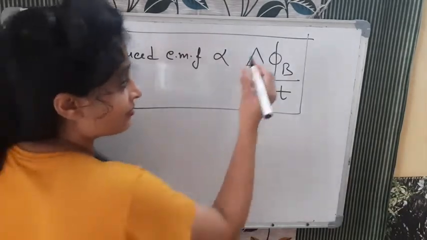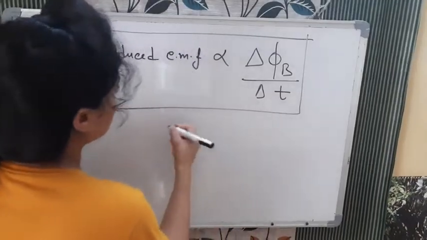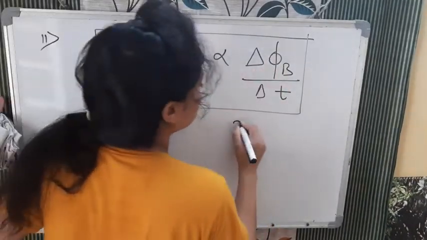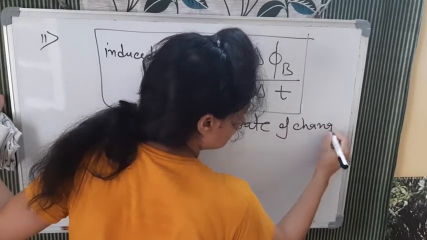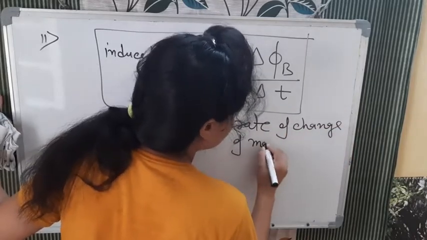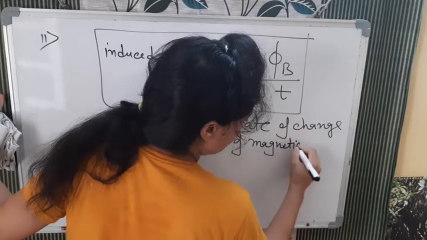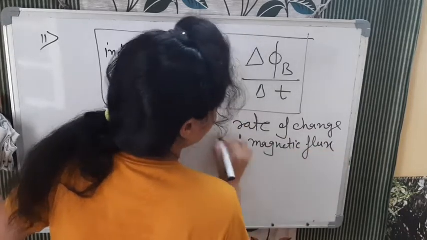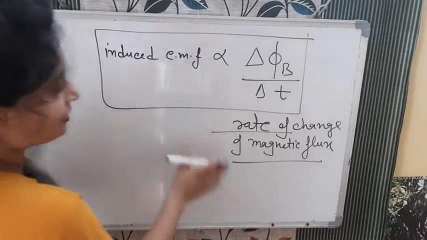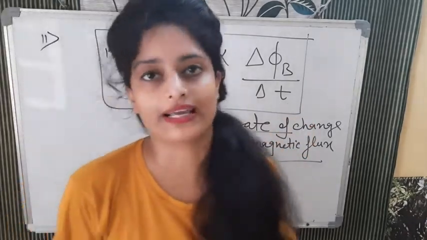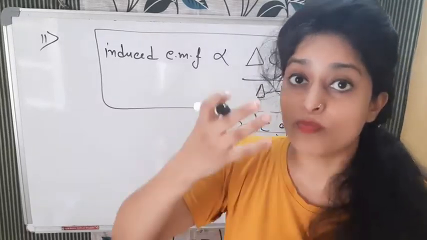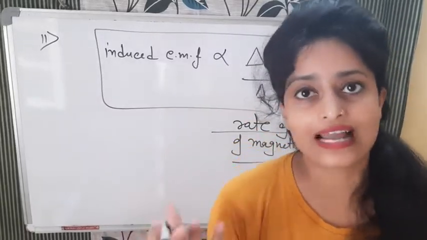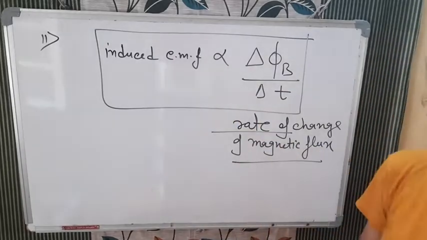It means with respect to time, we can say induced EMF is directly proportional to the rate of change of magnetic flux. So, induced EMF, जितना ज्यादा magnetic flux change होगा time के साथ, the more the change in the magnetic flux with respect to time, the more will be the induced EMF in that conducting coil. So this is the second law.